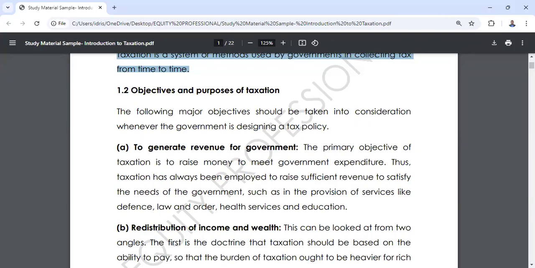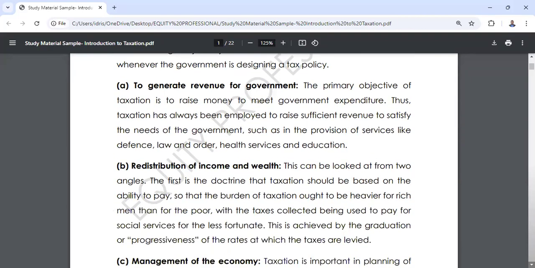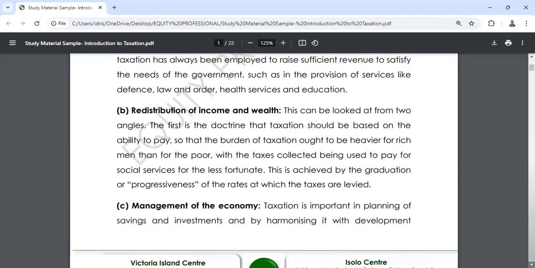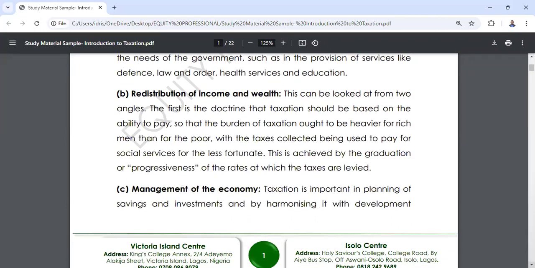Another objective of taxation is the redistribution of income and wealth. Government collects tax to ensure that there is redistribution of income and wealth. How do we redistribute income and wealth? This simply means to bridge the gap between the rich and the poor.